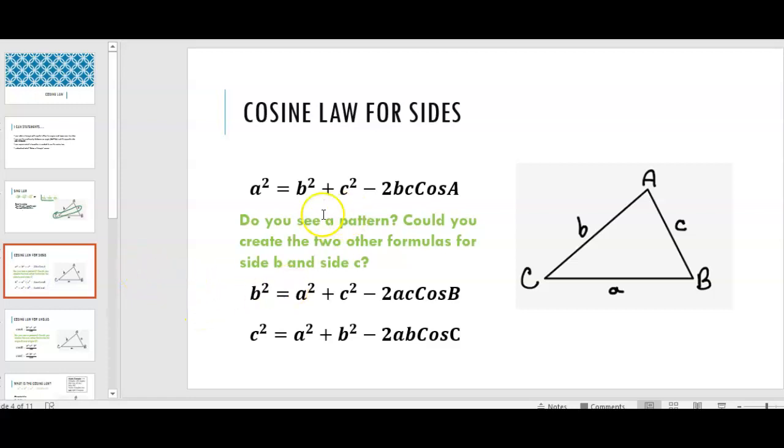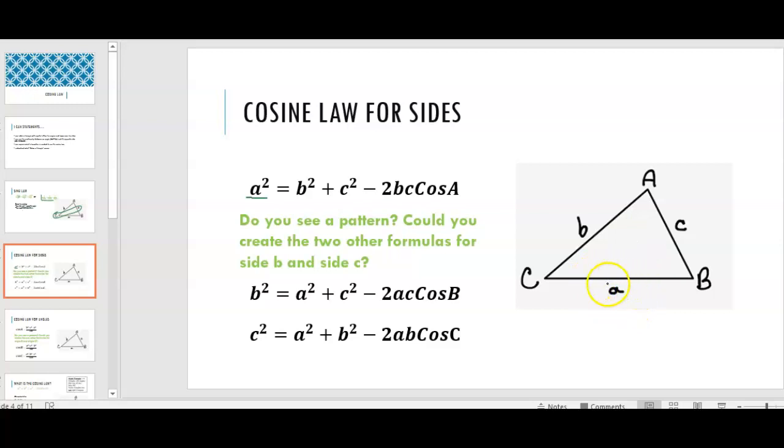Cosine law states that, so first let's talk about the sides, but this can be a general formula for cosine law. It states that the square of the length of a side equals the sum of the squares of the other two sides minus double the product of the other two sides multiplied by cosine of the angle that is opposite the side that we're solving. That is the pattern that you will notice here.